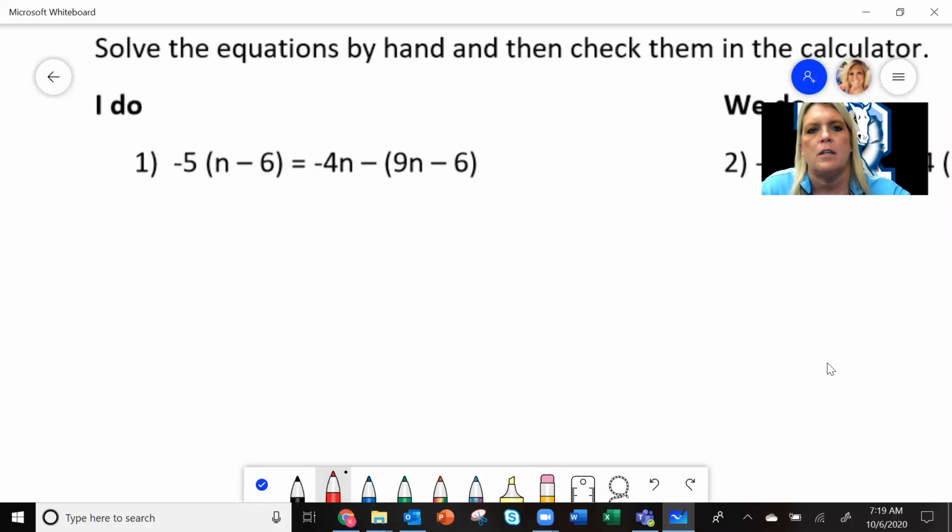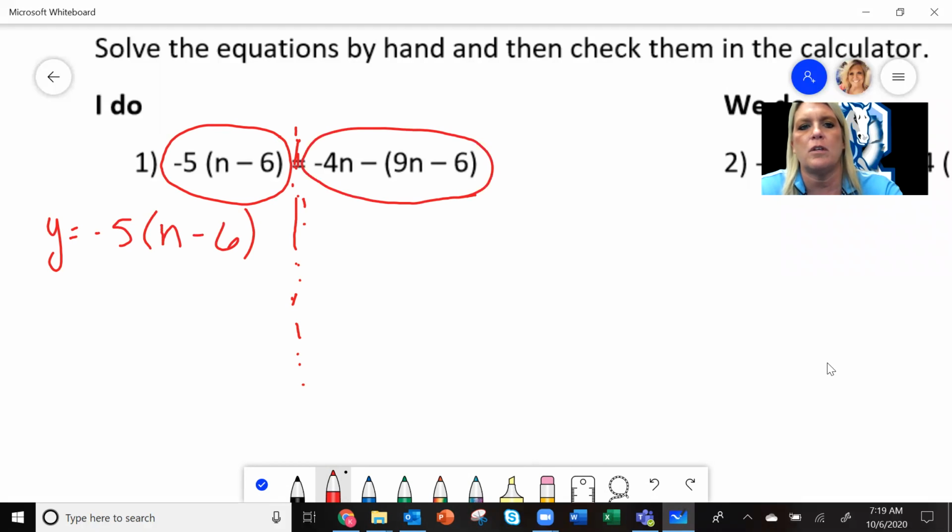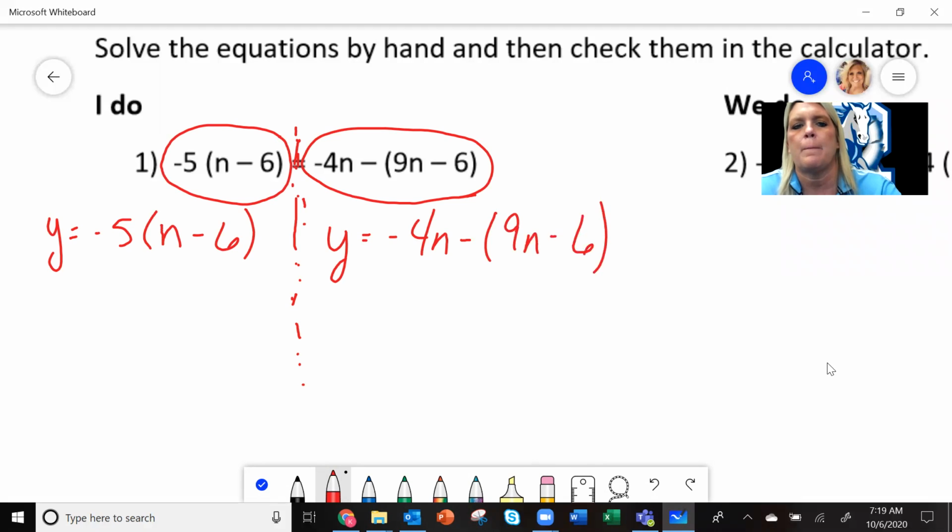So when we go to our first problem, at the equal sign, I'm going to draw a dotted line. This is going to help me keep things balanced and separated. Now, the first thing you're going to do is take the left-hand side and make it its own equation: y equals -5 times (n minus 6). Then take the right-hand side and make it its own equation: y equals -4n minus (9n minus 6).